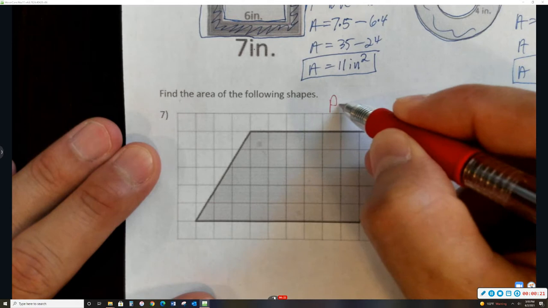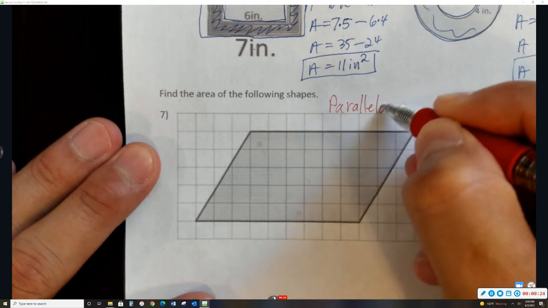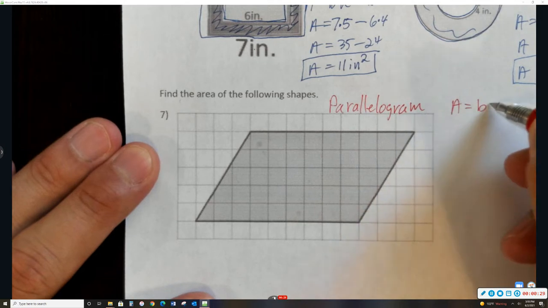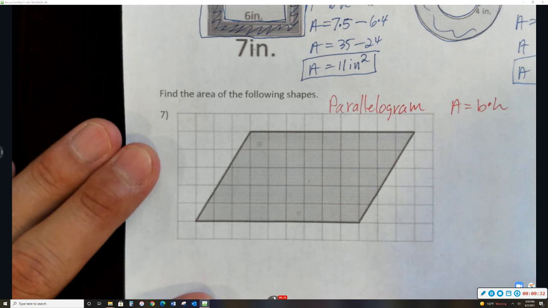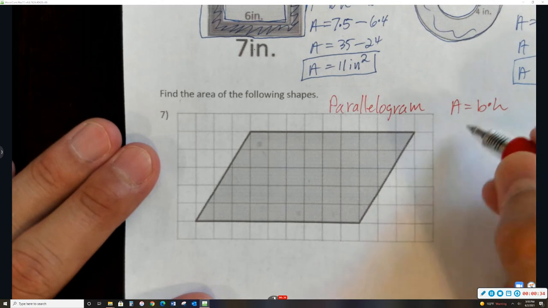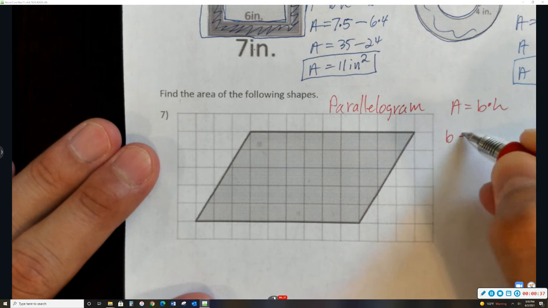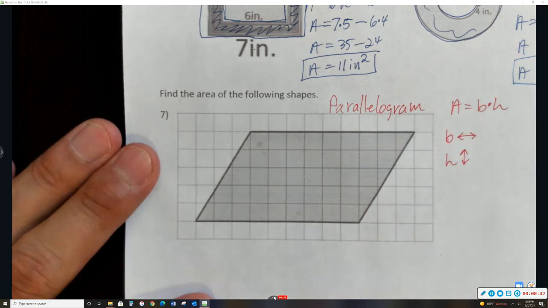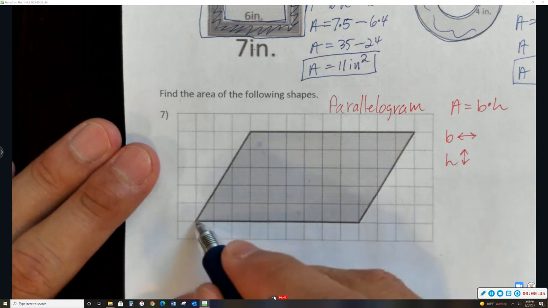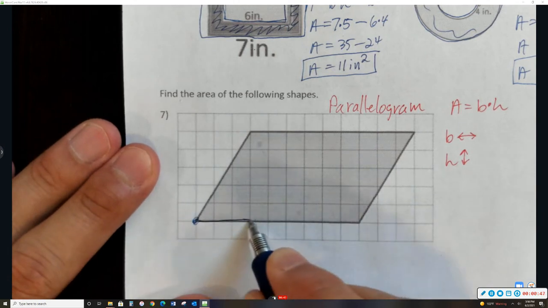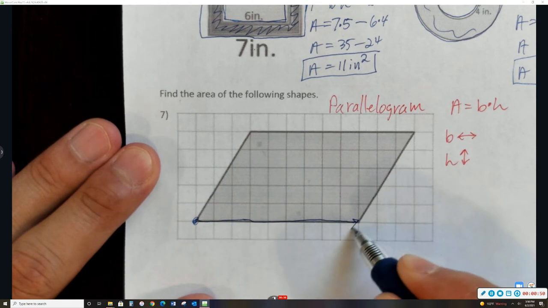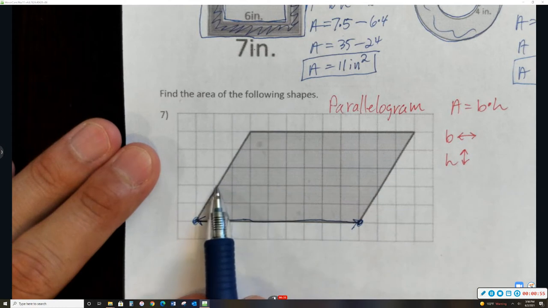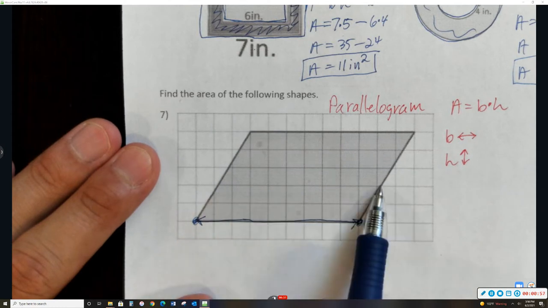So if you look at number 7, hopefully you know number 7 is a parallelogram. The area for a parallelogram is just base times height. What I always tell you guys is the base runs horizontal and the height runs vertical. So if I look at the figure, I'm going to choose this as my base. It really doesn't matter where you pick the horizontal line, as long as you go from one side of the parallelogram to the other side.